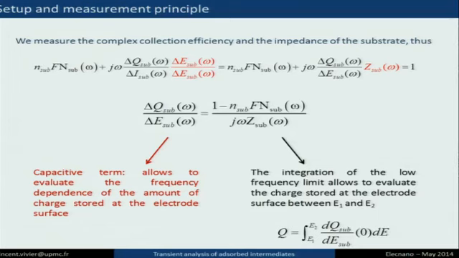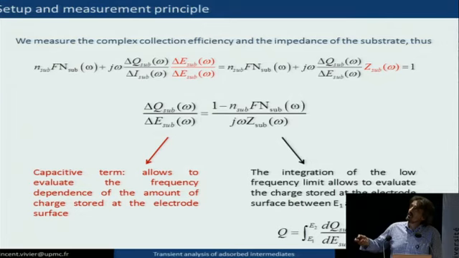So just two last equations. We are measuring the complex collection efficiency, and simultaneously we can measure the impedance at the substrate. So if I introduce in the previous equation the potential here, I can identify this term as the impedance, and the previous equation gives this relationship. This term is a capacitive term that allows us to evaluate the frequency dependence of the amount of charge stored at the interface, and the integration of the low frequency limits determined by this equation allows us to evaluate the charge stored at the electrode surface between these two potentials.